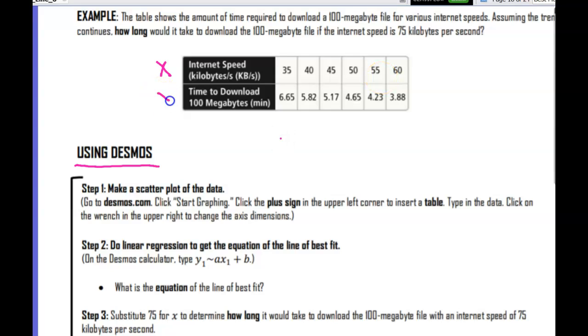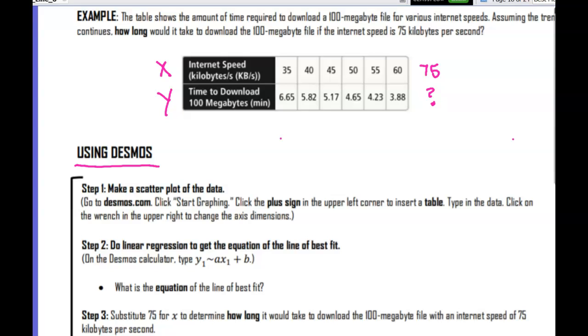And our output values, the time it takes to download, correspond right below. So an input of 35 gives us an output of 6.65, and these are minutes for a 100 megabyte file. So our end question is saying, what happens if we have an input of 75? How long is it going to take?